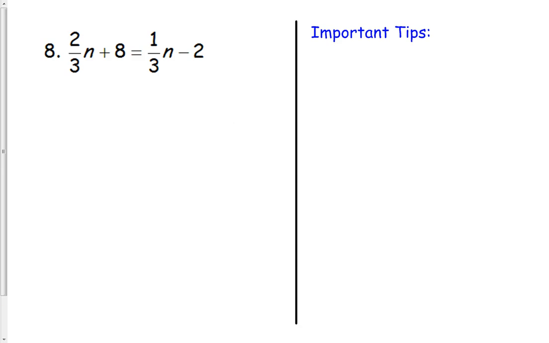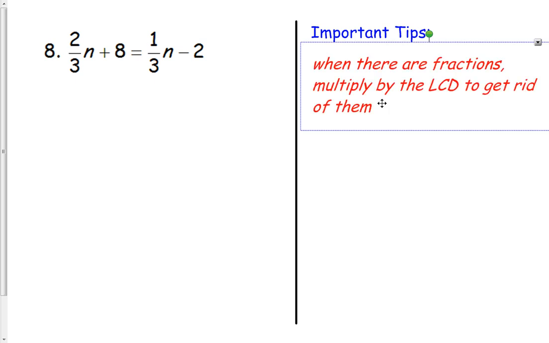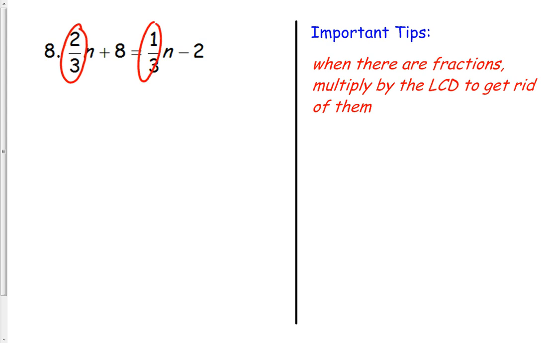So first is number 8 on your sheet, and this is a question that involves fractions. What I want you to remember as far as fractions are concerned is when there are fractions, you multiply by the LCD to get rid of them. LCD is the least common denominator. In this case I only see 2/3 and 1/3. When I want to get rid of these fractions, I multiply both equations completely by the least common denominator.